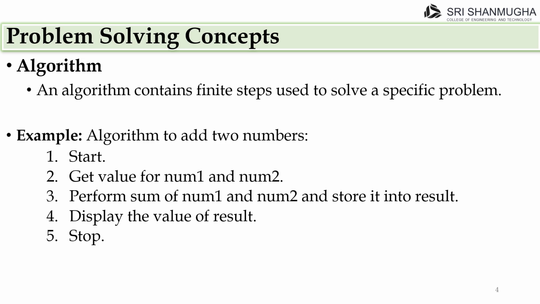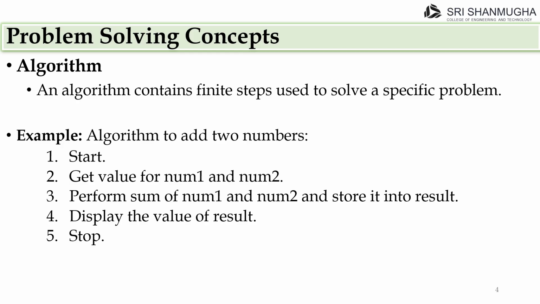In that, I have given a sample algorithm to add two numbers. Based on your input, we are going to add the two numbers. In this algorithm, the first step is starting your program. The second step: because we are going to add two numbers, we are giving two variables, number one and number two. We need to get values from the user to perform that particular addition operation.